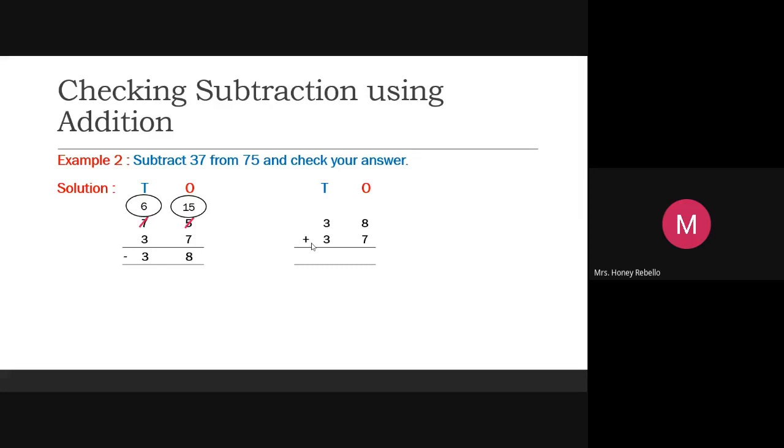Now I'll call another child. Sai Vasavi, please add 38 plus 37 and tell me the answer. Come on, Sai Vasavi. Yes, ma'am. Tell me. What is 38 plus 37? First, we have to add one's place number. What is 8 plus 7? Sai Vasavi.